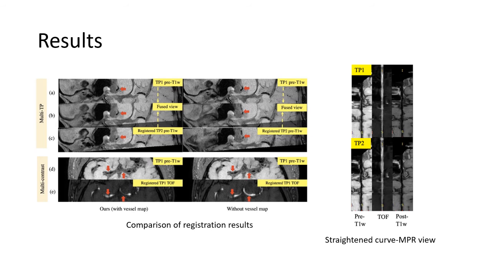The left images show another comparison of our registration results. We can see that the artery structures align better in the left panel, that is with the vessel map, than in the right panel without the vessel map. The efficacy of this intracranial artery MRI registration can be visualized using this straightened curve MPR view. We obtained the artery center line in this baseline TOF MRI images, and we map these center lines into all the other registered images. The straightened artery here can show that our registration actually works pretty well.